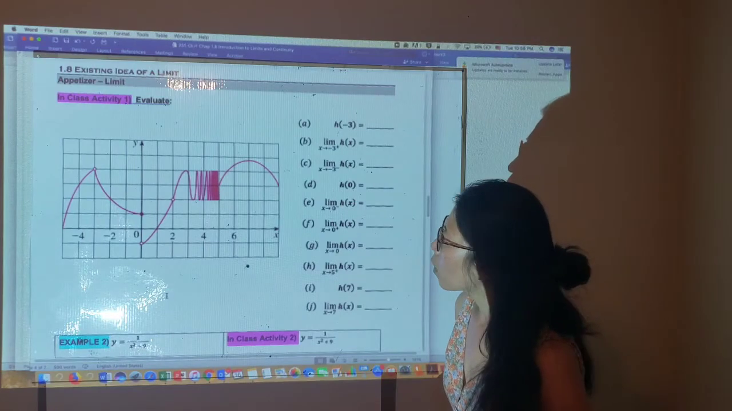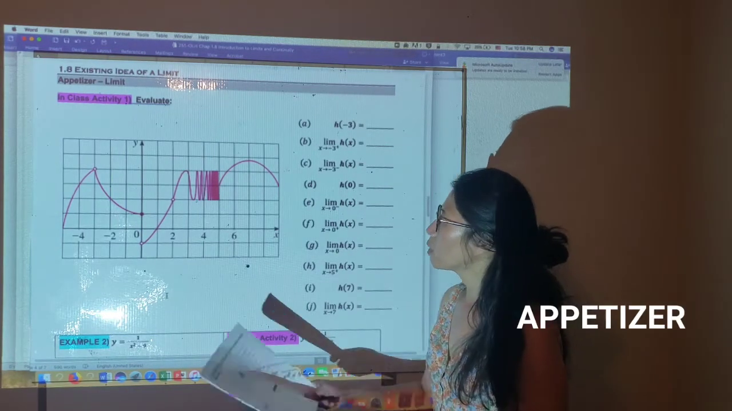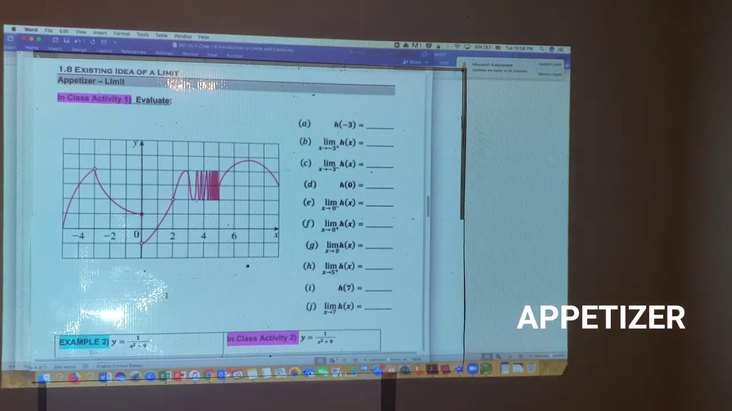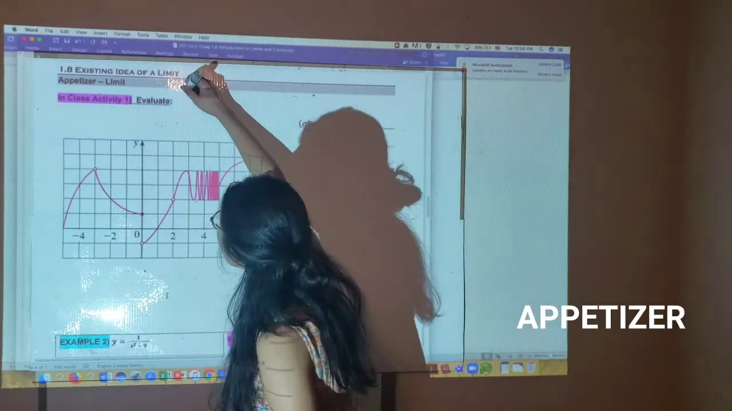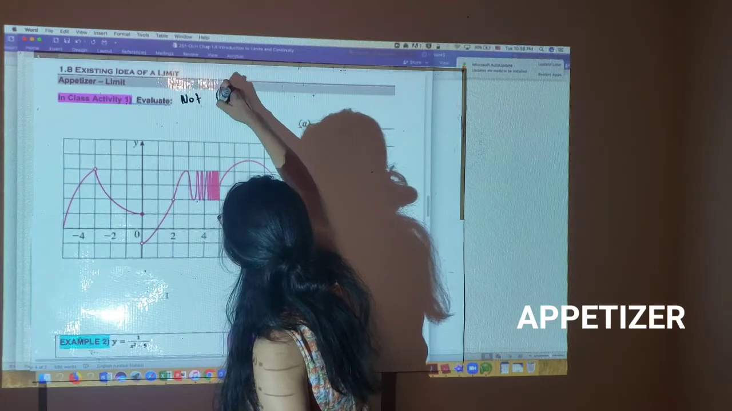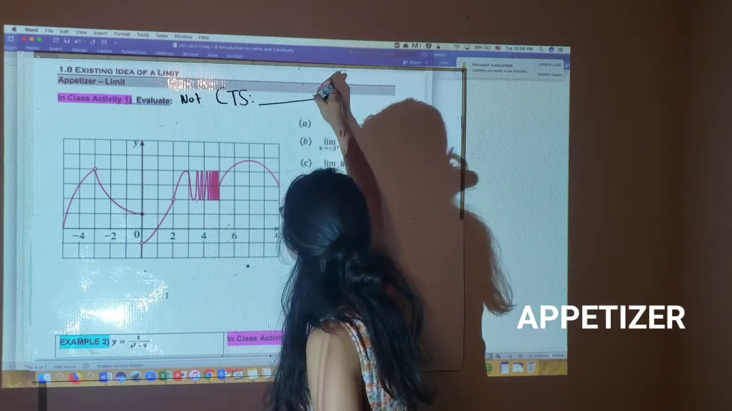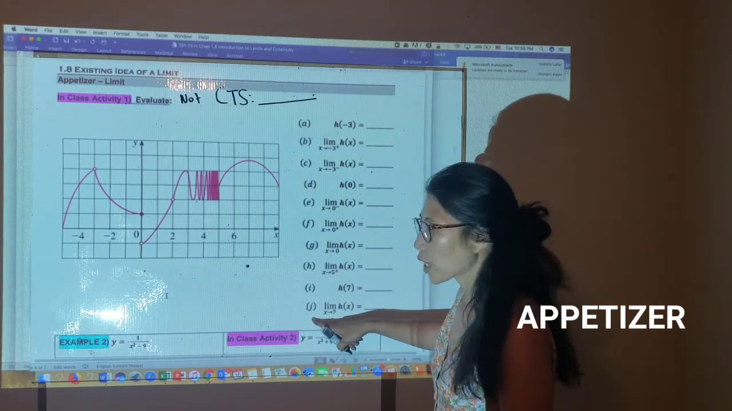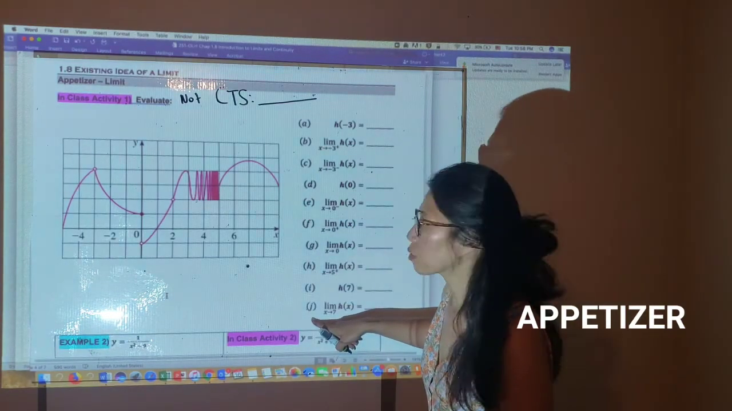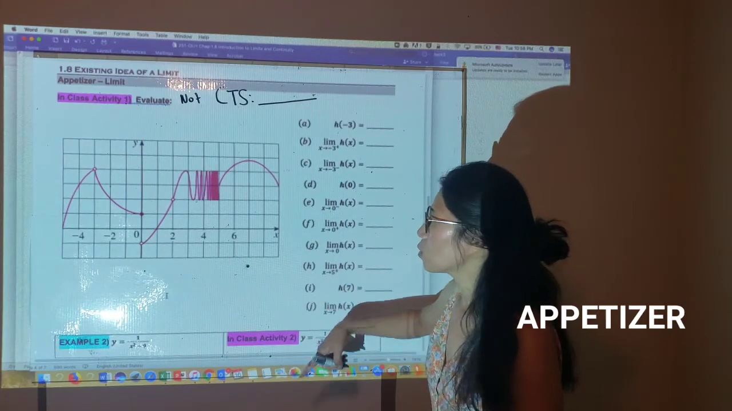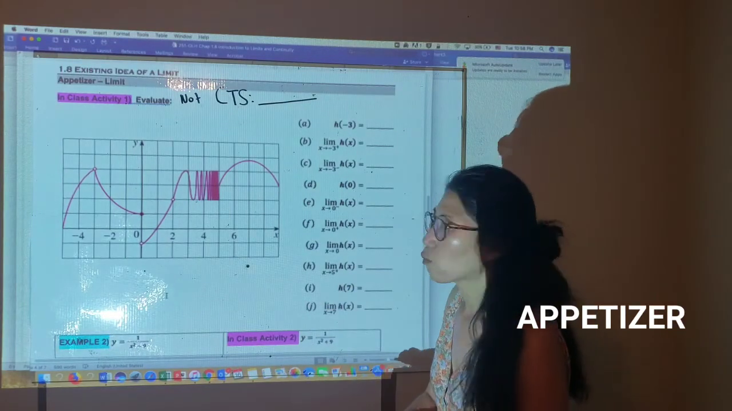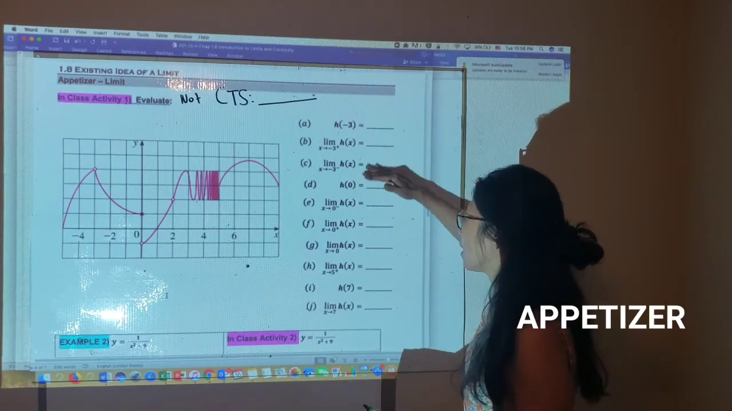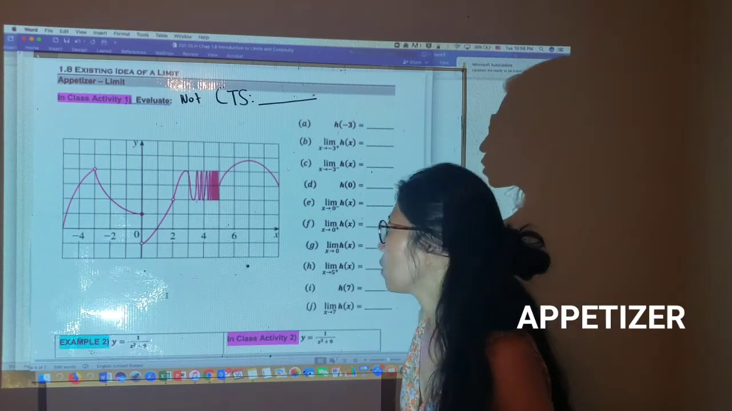So in the appetizer part, I want you to think about this graph first, and I want you to pause it and think about when it's not continuous. When the graph is not continuous, carefully answer A through J. It's okay to be wrong because that's why I keep putting those questions, so that we can clearly understand what limit means. So please pause the video and then try to fill in the answers here.